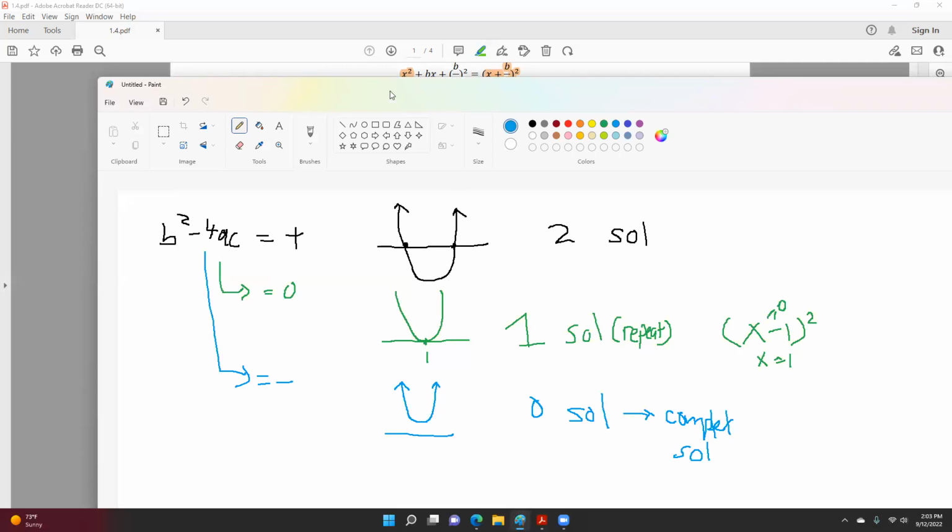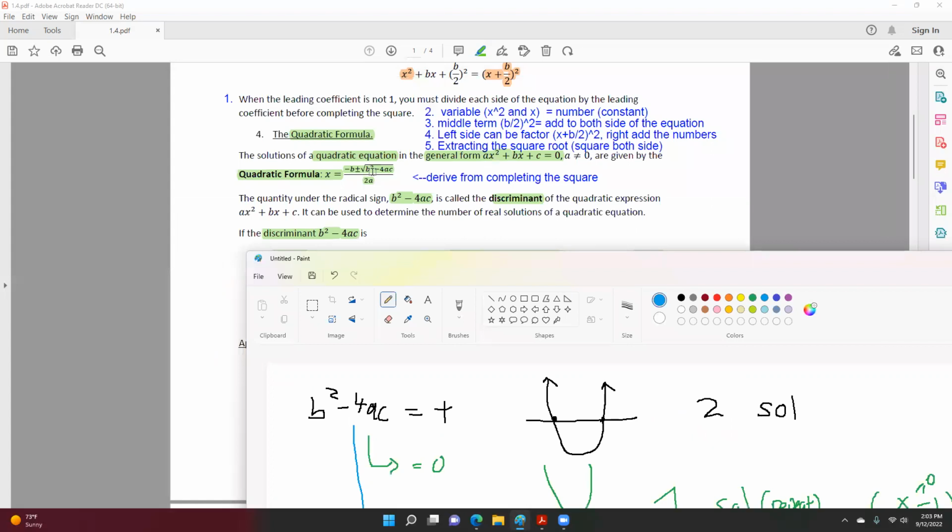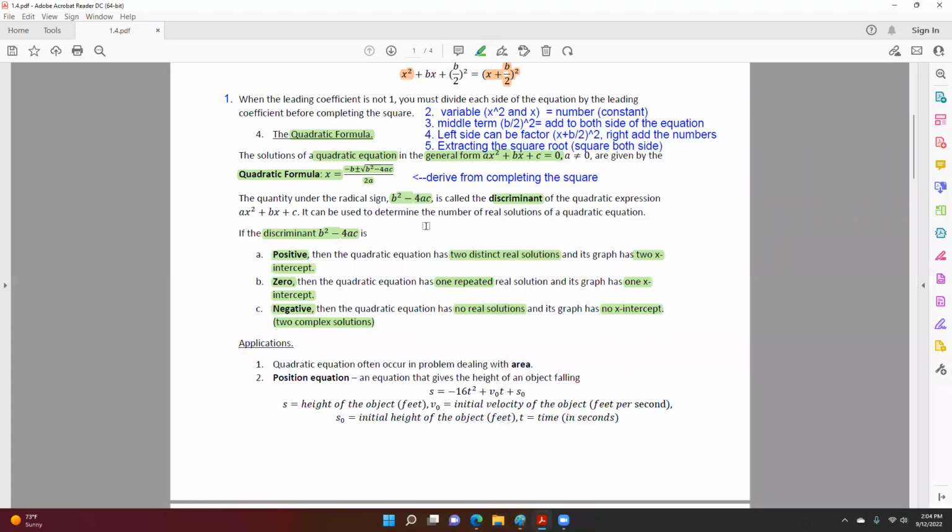So this is the power of the discriminant, which is b squared minus 4ac. Mostly this discriminant is used especially when you want to graph. We want to figure out how many x-intercepts we have. If you have 2 x-intercepts, then the discriminant is positive. If you have 1, your discriminant has to be exactly 0. If no x-intercept, it means your discriminant is negative.